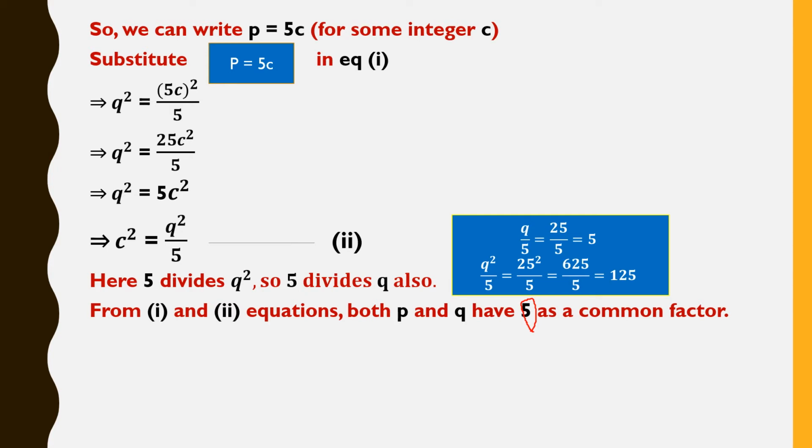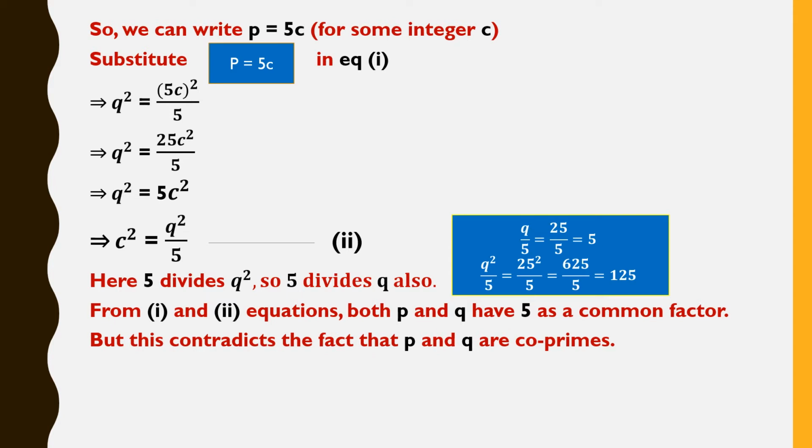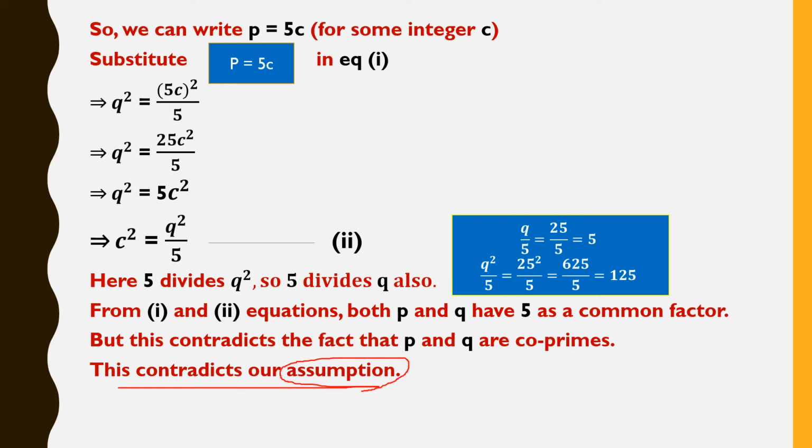But if one more factor is there as common, then they are not co-prime numbers. Means whatever assumption we took, that is false. It contradicts our assumption. So if it is false, then it is an irrational number.